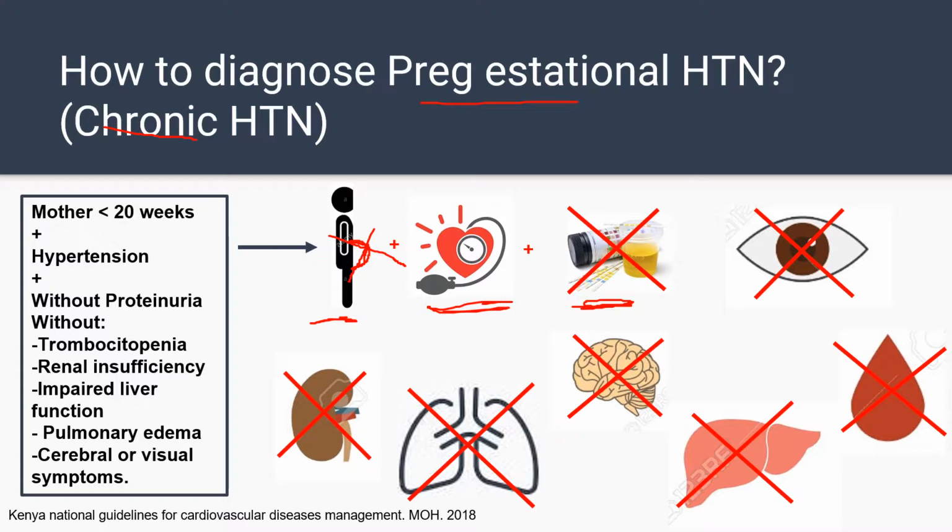Okay? It's very important to rule out, as I said to you before, the thrombocytopenia, renal insufficiency, impaired liver function, all of that. So there is a reason why all patients with high BP, we need to refer to the hospital, or we need to refer to a higher complexity level to make exams. Okay? It doesn't have to be a hospital, but sometimes it has to be.